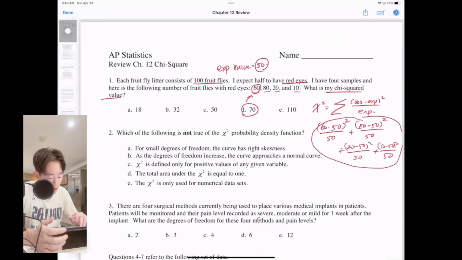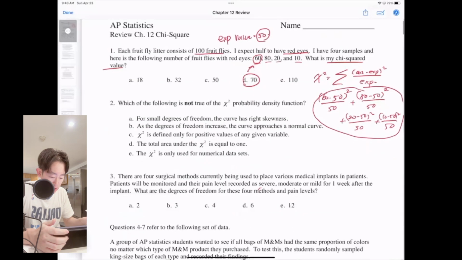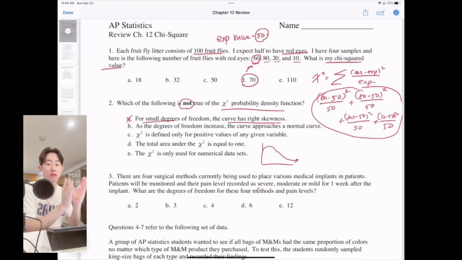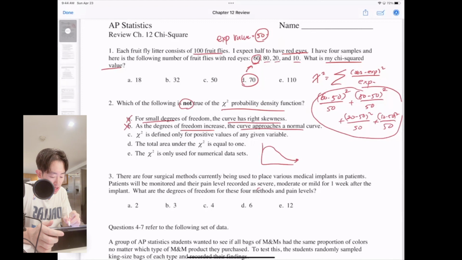Number 2, which of the following is not true of the chi-square probability density function? So we're talking about not true. For small degrees of freedom, the curve has right skew. That is absolutely true. Every chi-squared value depends on your degrees of freedom, but they always tend to have this skew to the right distribution. As the degrees of freedom increase, the curve approaches the normal curve. That's also another common characteristic, or the most renowned characteristic of chi-squared, that as the degrees of freedom increase, the curve approaches more of a normal curve like this.